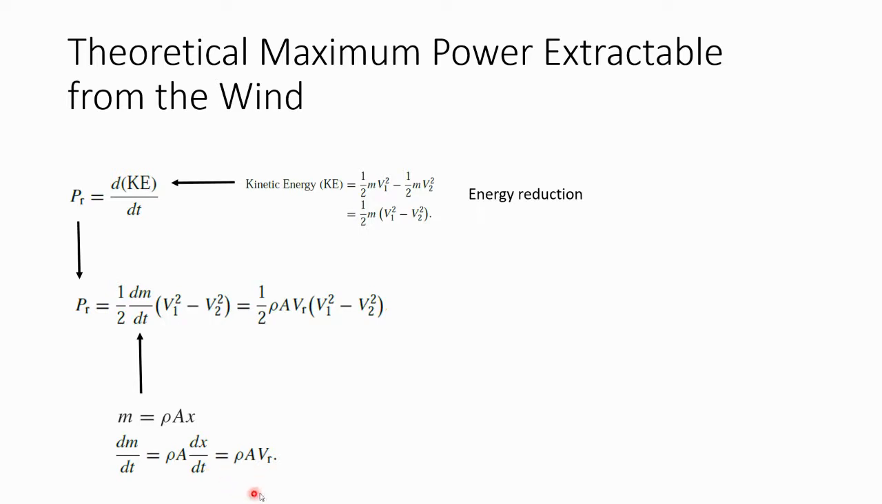So we substitute this dm/dt into this, and then into here, and then we rearrange the equations, and we end up with this form. Okay, rho A vr (v1 squared minus v2 squared) divided by 2. Right.